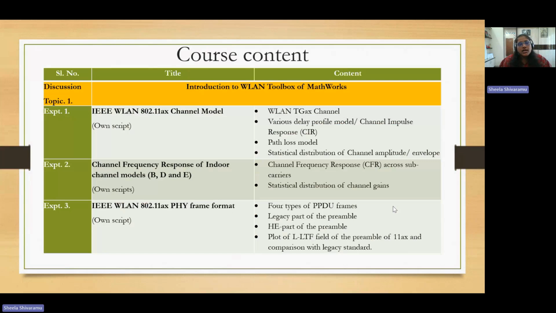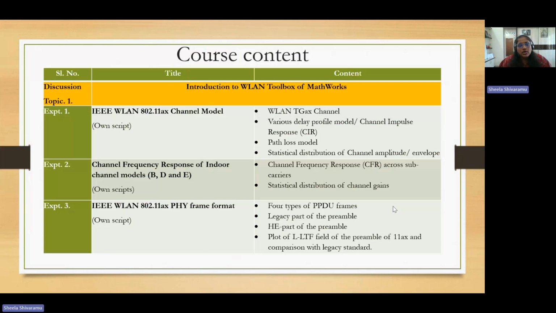Coming to the course content, the first topic is the discussion topic on Introduction to WLAN Toolbox of MathWorks, wherein I discuss various helper functions which are being used and various functionalities of the WLAN Toolbox which are required to build end-to-end link level simulation.